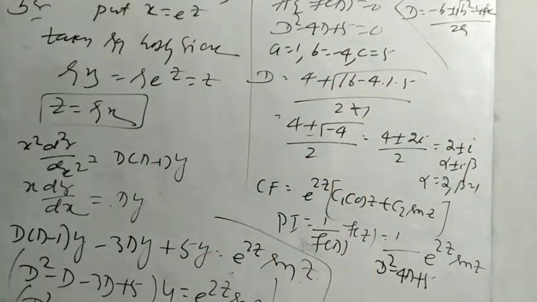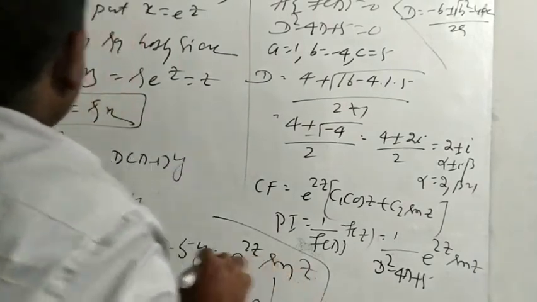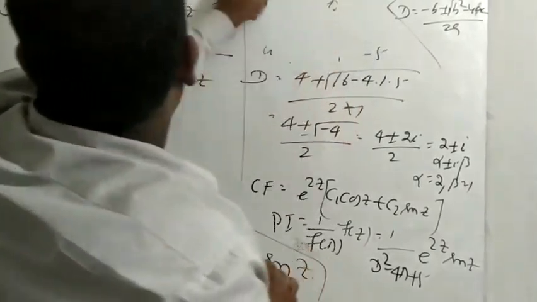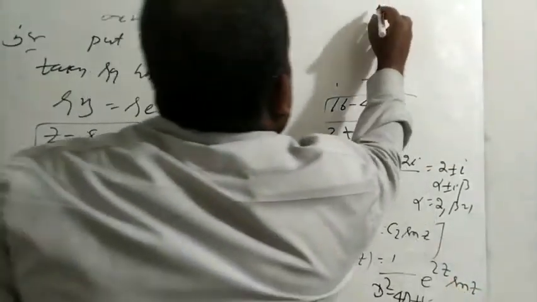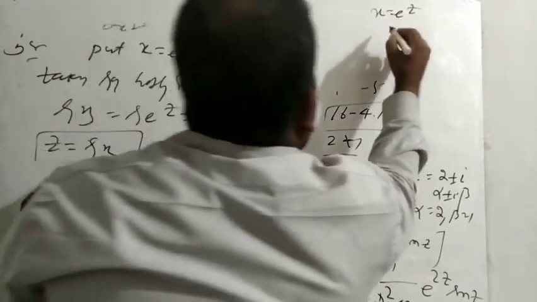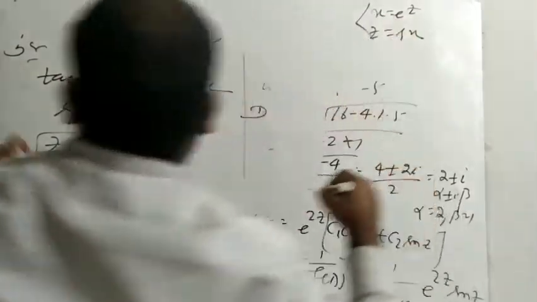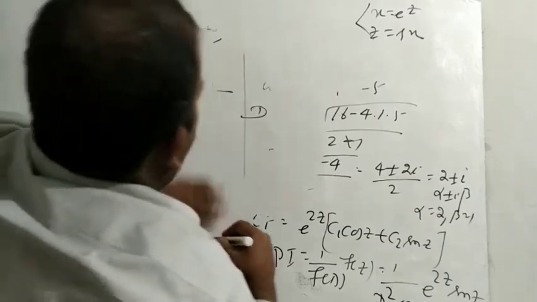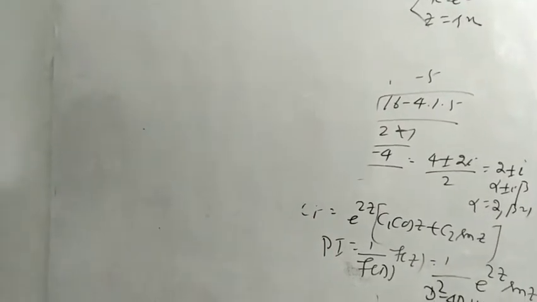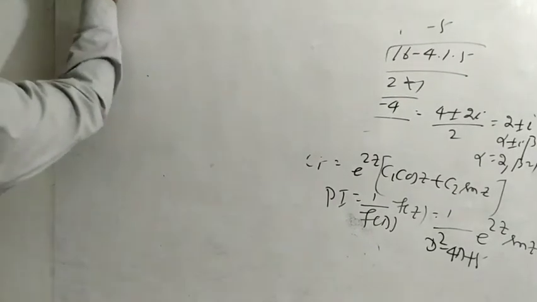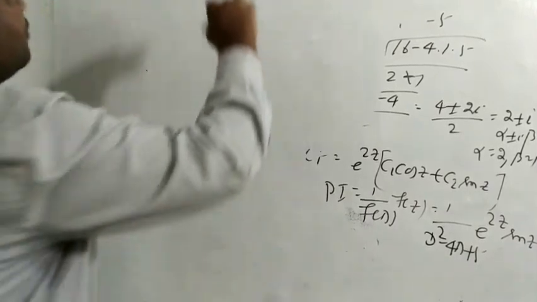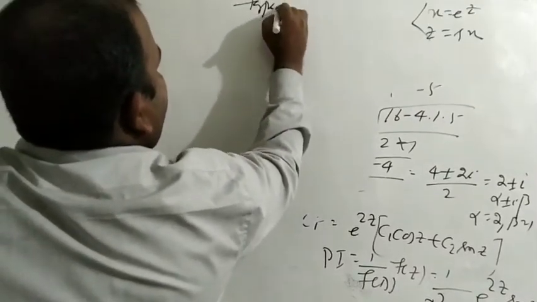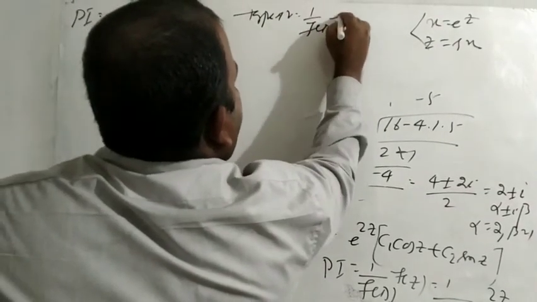Now you will find the value of PI. We need to convert at last, where x equals e raised to z and z equals log x. So this one you need at last to convert into the form of x. So this is PI, that is PI equals 1 upon f of d e raised to ax plus b. Use type 4. What is type 4? Type 4 equals 1 upon f of d e raised to x into v.